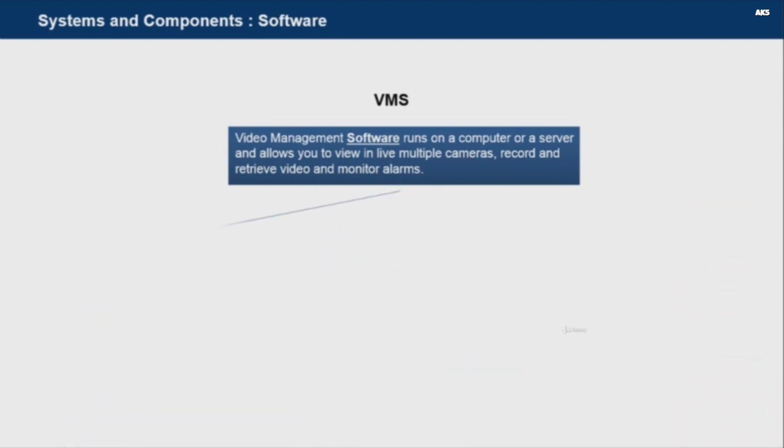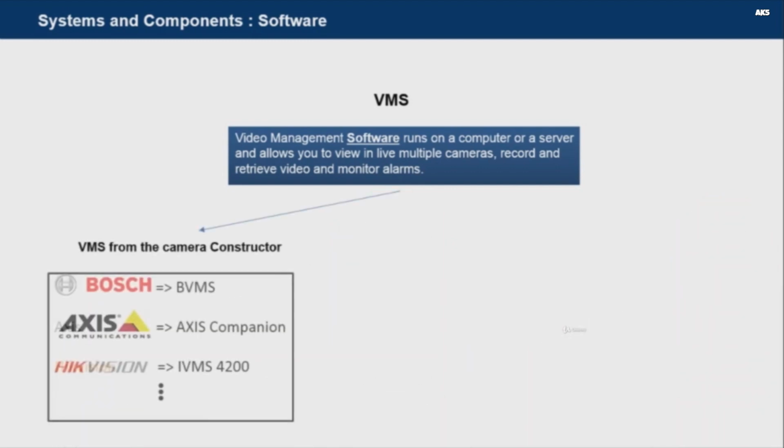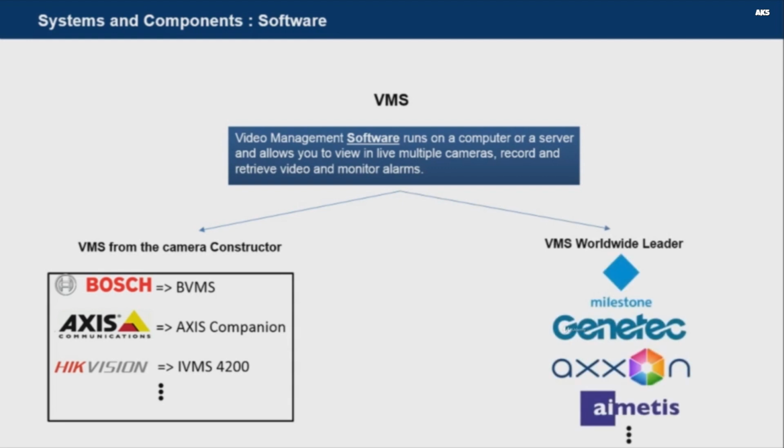And there are two types of VMS. VMS from the camera manufacturer is the first type. For example, BVMS at Bosch. Bosch makes cameras and they have their own VMS called BVMS. Also the Axis brand makes cameras and has its own VMS called Axis Companion. The same thing with the Hikvision brand. Their free VMS is called iVMS-4200 or others. And we also have worldwide leader VMS such as Milestone, Genetec, Accsoft, Ermitis, and others.